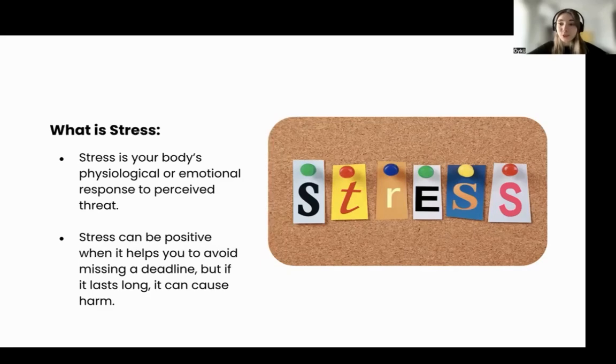So let's start with a definition of stress. In neuroscience, it's defined as a biological state that is triggered when the brain perceives a demand, a threat, or a significant change. This perception activates coordinated responses across the central nervous system, endocrine system, and the autonomic nervous system. As you can see here, it's also simply known as your body's physiological or emotional response to a perceived threat.